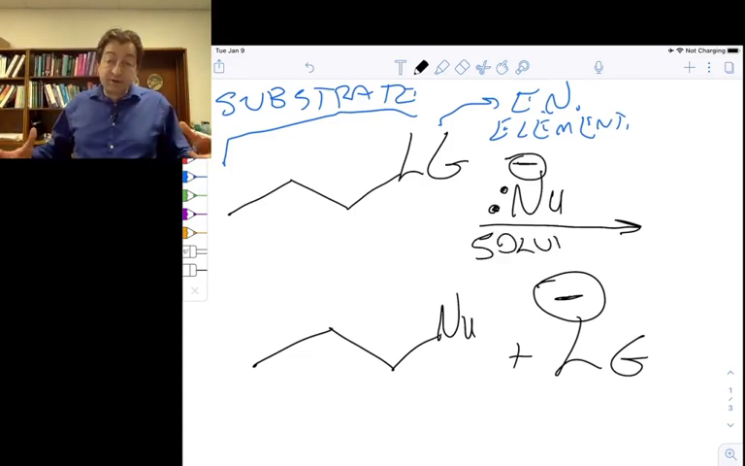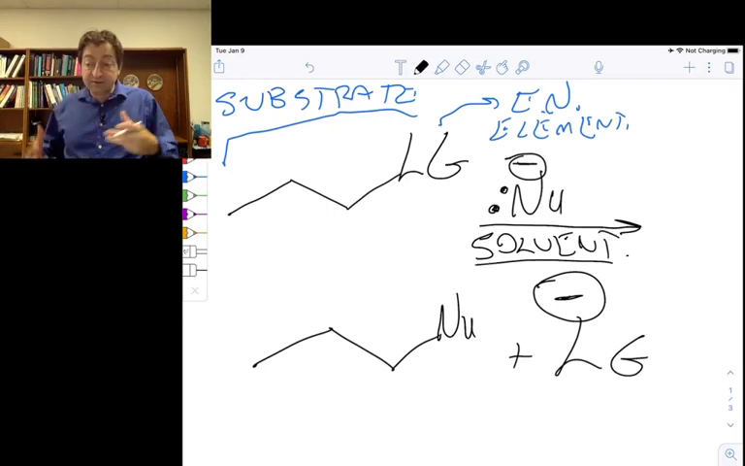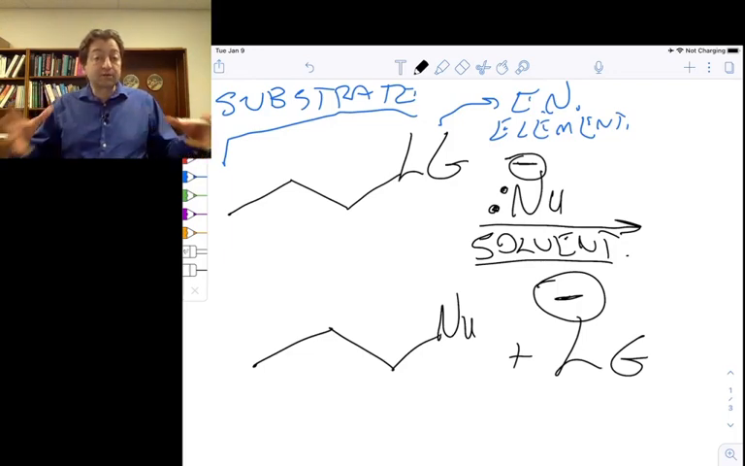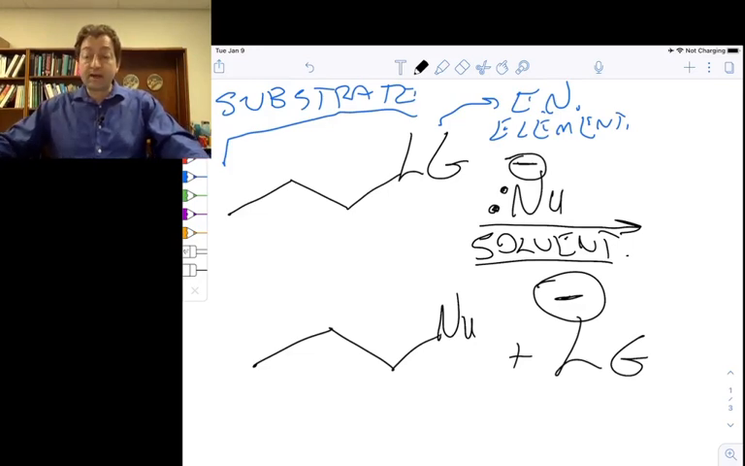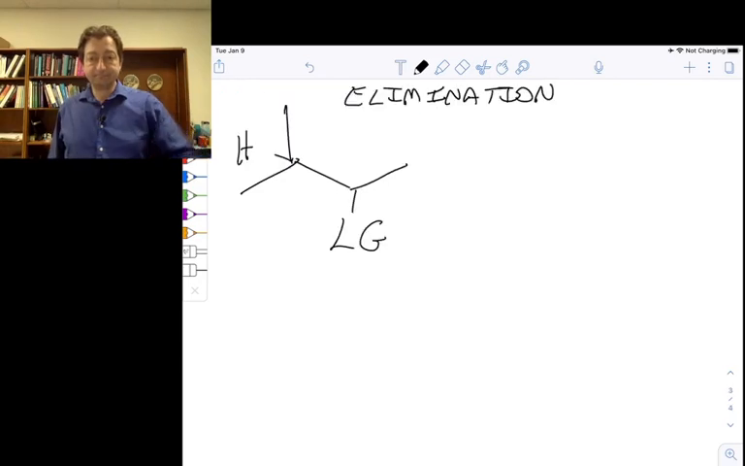And so what we're going to do in a couple of videos from now is look at all of these parameters in a substitution reaction and look at how we can alter these parameters to control the outcome of these particular reactions. And so now what we're going to take a look at next is, if we're comparing substitution, we want to compare that to an elimination reaction.